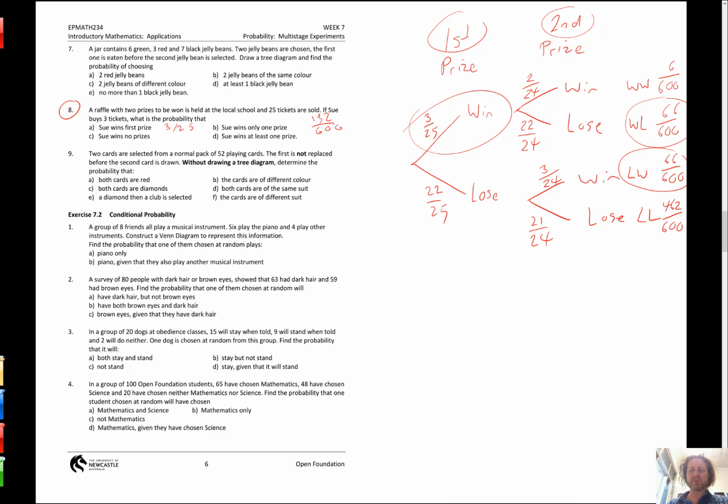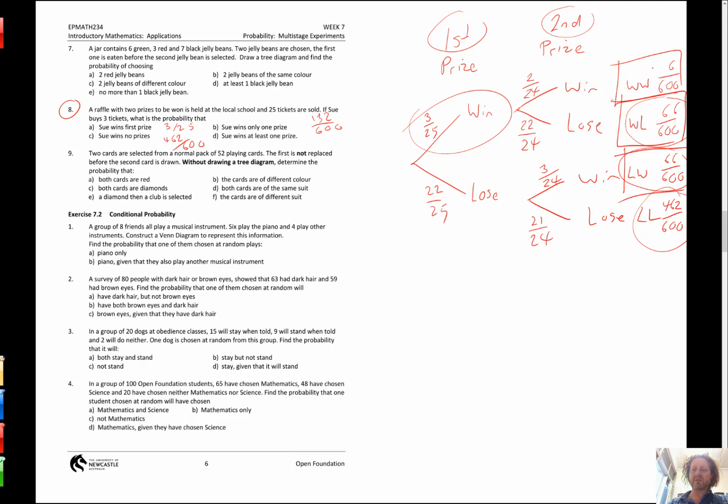Question C says Sue wins no prizes. That's lose-lose. 462 on 600. These probabilities aren't simplified. Okay, you can simplify them, it doesn't matter. And Sue wins at least one prize. These questions at least and at most can be little traps, but just approach them with common sense. Sue wins at least one prize. That means, yes, I'll just box it. Here's Sue winning at least one prize. Here's Sue winning at least one prize. Here's Sue winning 2, that's at least 1.